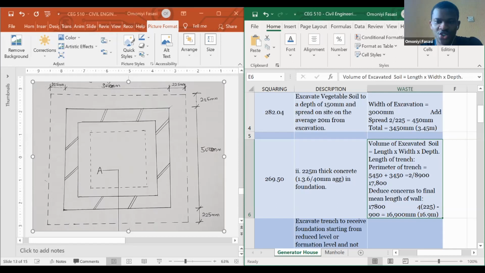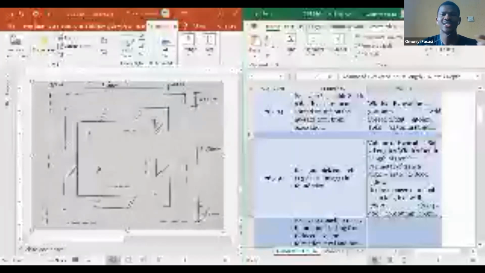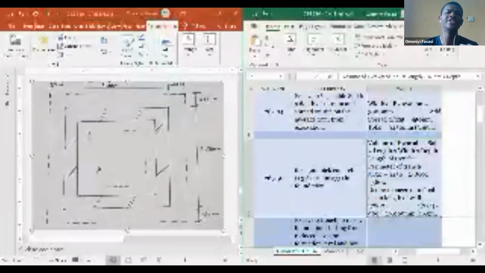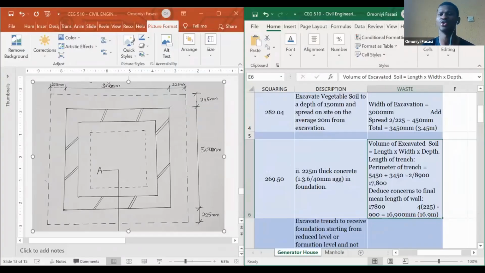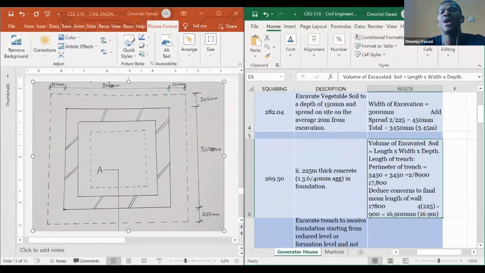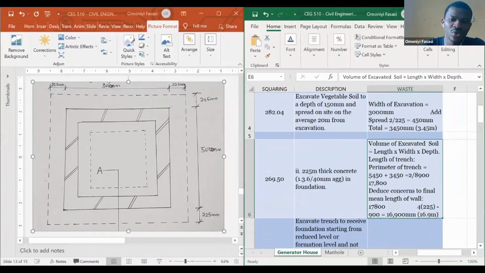Why are we saying trench? Trench is basically trying a foundation. You're excavating in total that you need. Because that is where you actually need to blind. You don't need to blind everywhere on your soil. So now, that's basically why we're working with the perimeter.